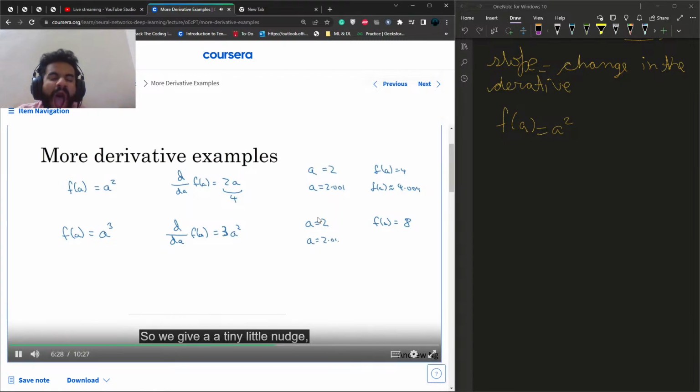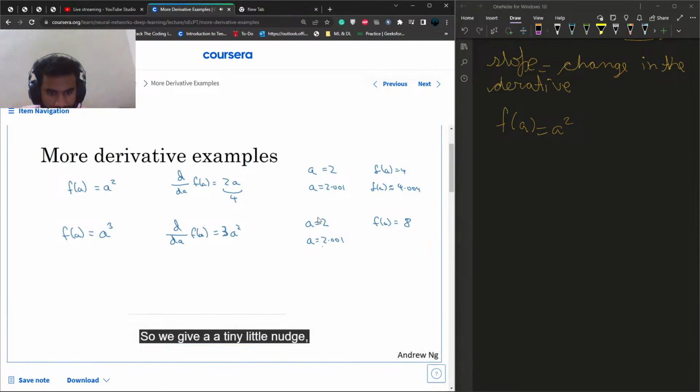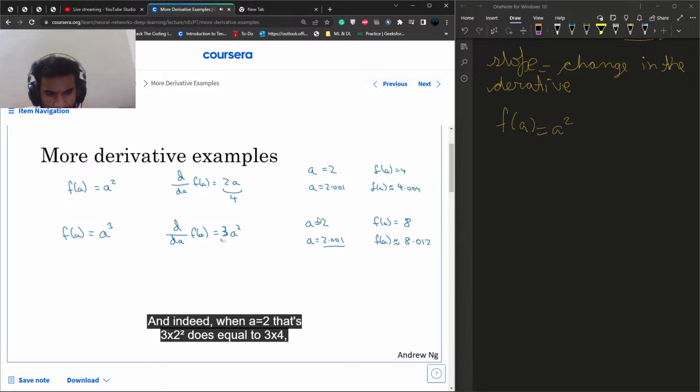So if we give a a tiny little nudge, you find that f of a is about 8.012. And feel free to check this. Take 2.001 to the power of 3, and you find that it's very close to 8.012. And indeed, when a is equal to 2, the derivative is 3 times 2 squared, that's equal to 3 times 4, which is equal to 12.